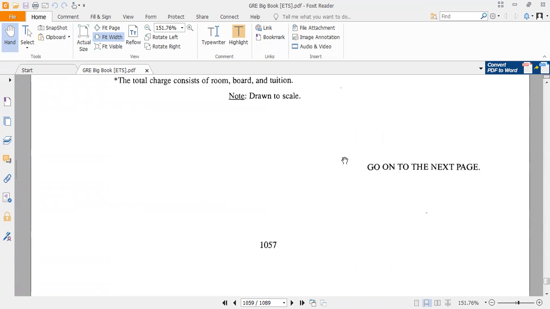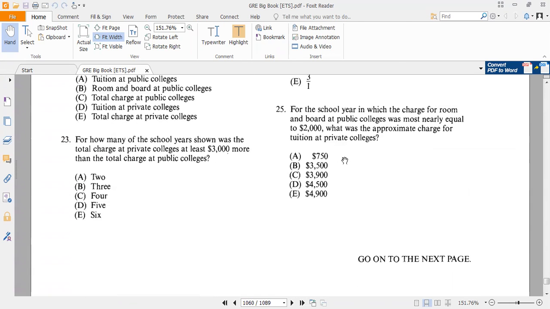So now look at the answer choices. Okay, 3900. This is the closest. Option C is the closest. So the correct answer should be choice C, or 3900.